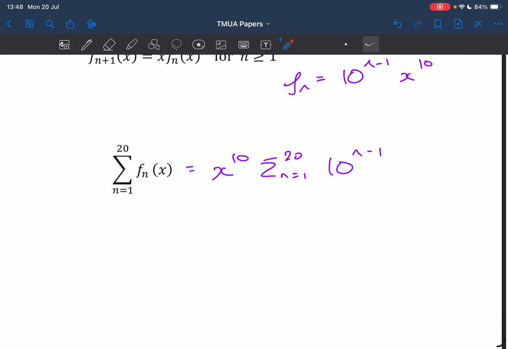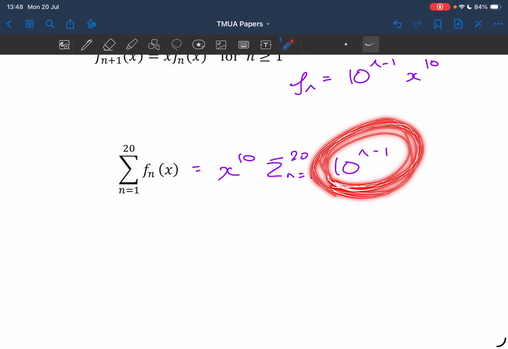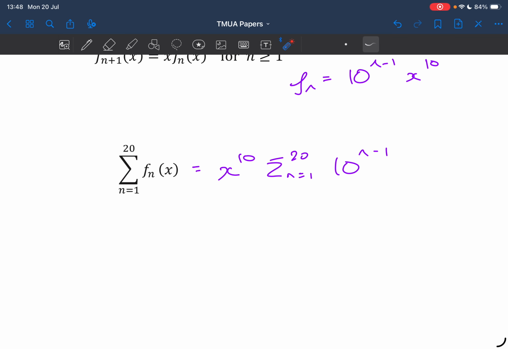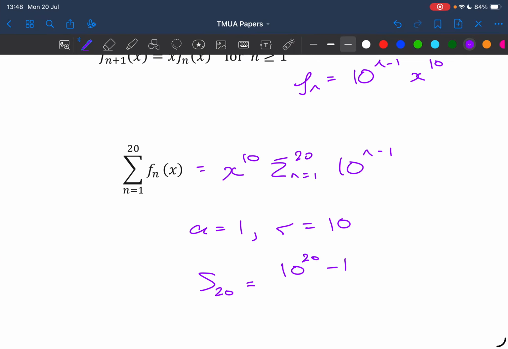Let's think of what this is then. Well, the first term will be 1, then 10, then 100, then 1,000, etc. We're just timesing by 10, adding that on. So the first term is 1. The common ratio is 10. So the sum of the first 20 should be a, r to the power of n, which is 20, minus 1, over r minus 1.